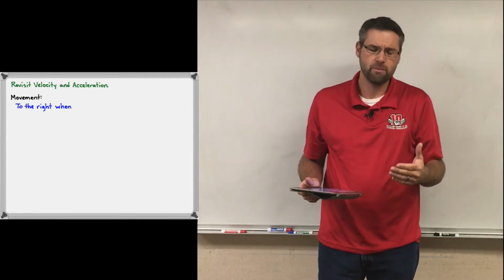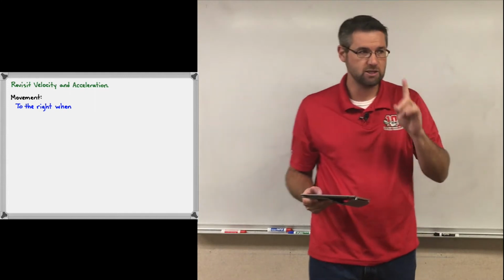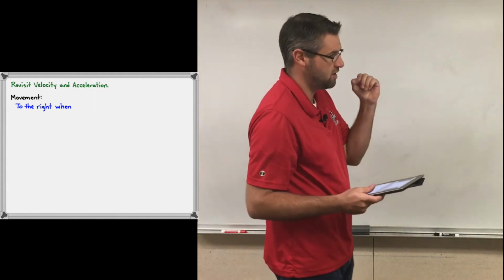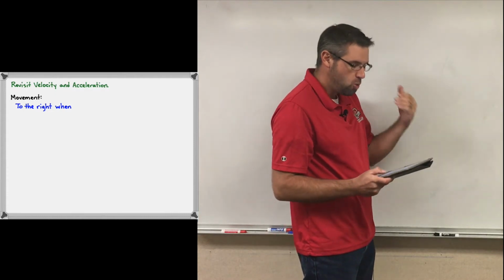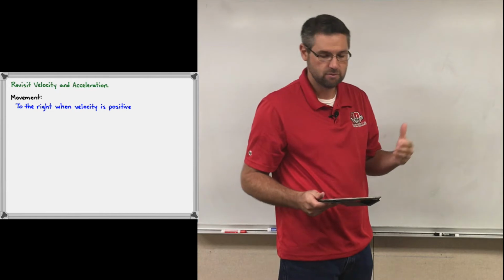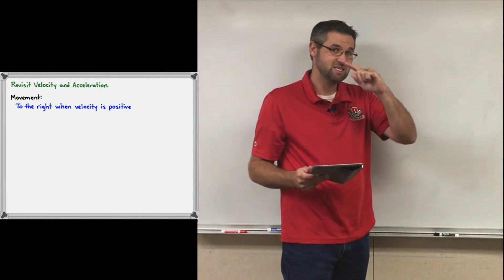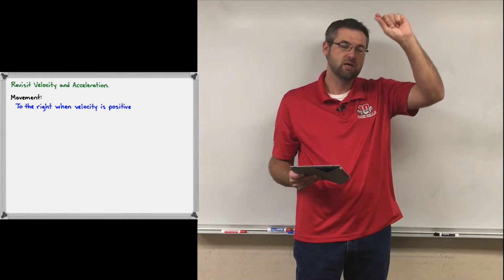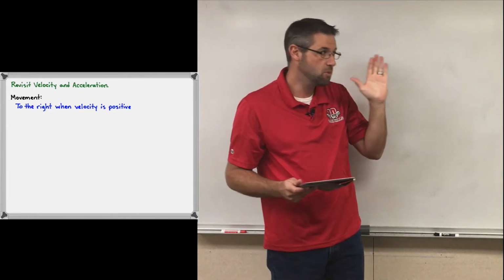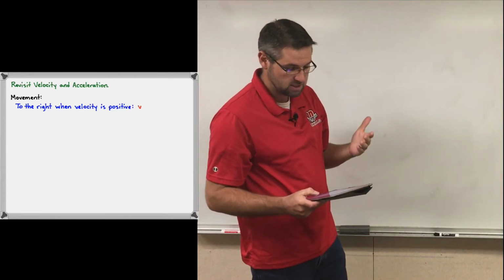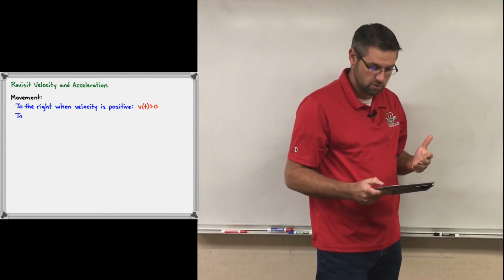How do I know if I'm moving to the right? So how do I know I'm heading in the positive direction, essentially, if we define right to be the positive direction? We know that we are moving to the right when velocity is positive, okay? In other words, our position function, if you were to look at a position function, it would be increasing. If my position is increasing, that means I'm moving to the right, and therefore my velocity will be positive. So we'd say v of t is greater than 0.